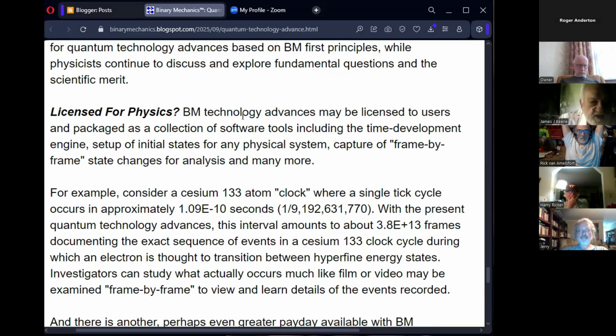Licensed for physics, binary mechanics technology advances may be licensed to users and packaged as a collection of software tools, including the time development engine. In other words, for example, for 3D video games, they talk about the rendering engine that takes the data and renders it in a 2D image.